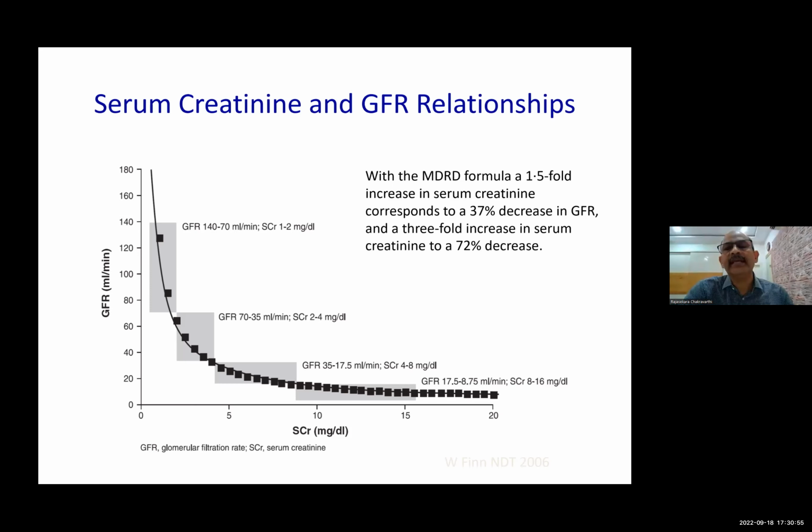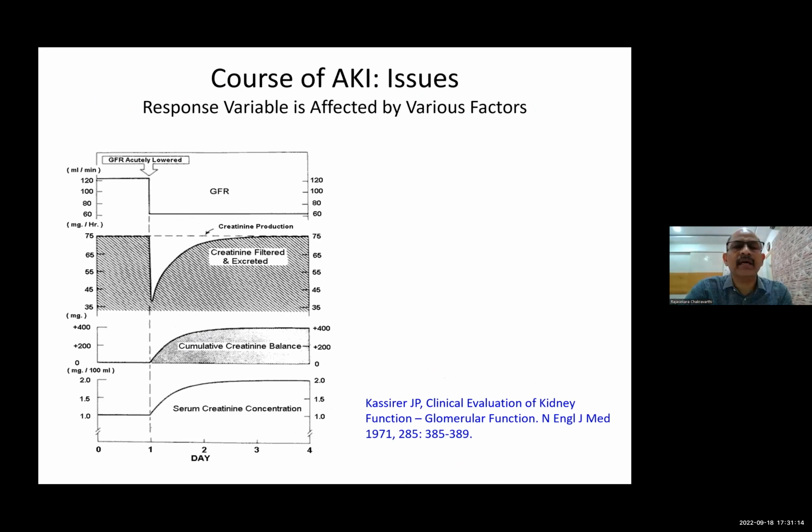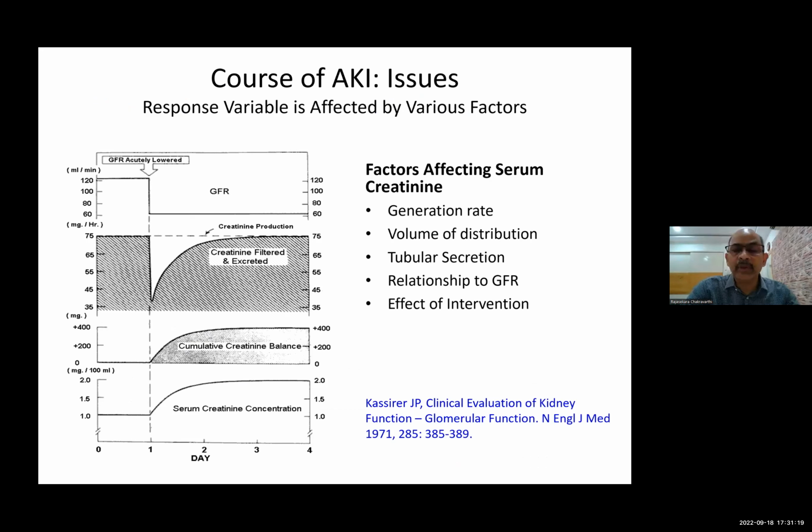When you look at a creatinine rise of 1.5, you are looking at a 37% drop in GFR. So you have a 37% decrease in GFR causing a small change of 1 to 2 creatinine rise. So keeping this in mind, when you look at creatinine, probably you are looking at it very late, because especially in acute situations, your creatinine generation rate is not stable. Your volume of distribution changes. Therefore, you are underestimating the GFR.